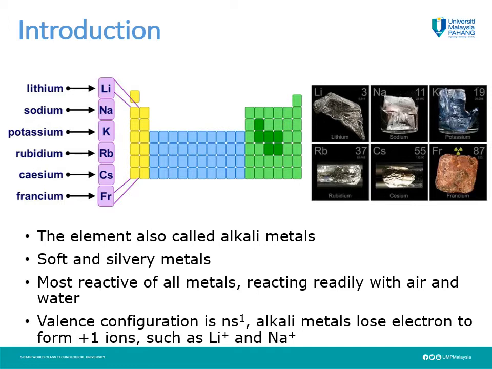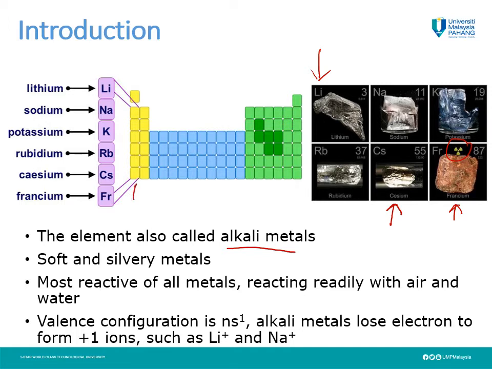The elements are also called alkali metals. The metal is soft and has a silvery color. If you look at the image here, from lithium to cesium, they have a silvery color, but francium has a slightly brown color, and francium is a radioactive element.